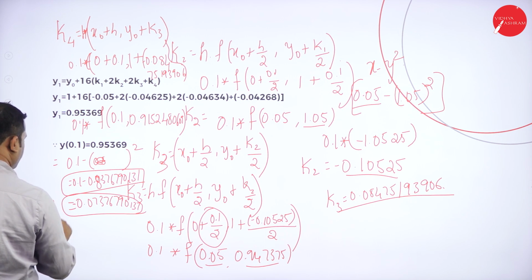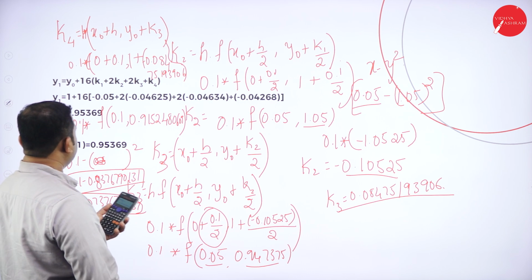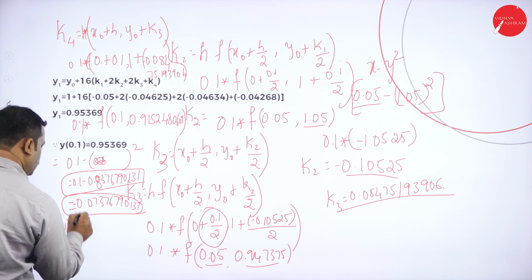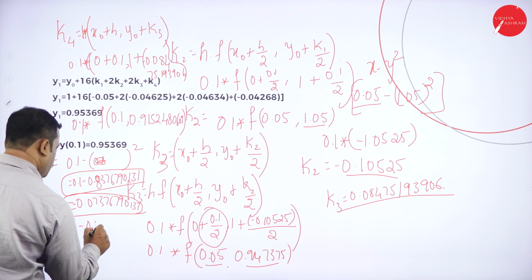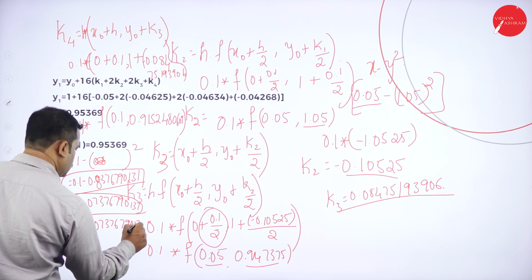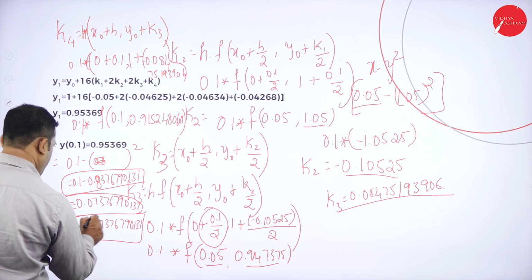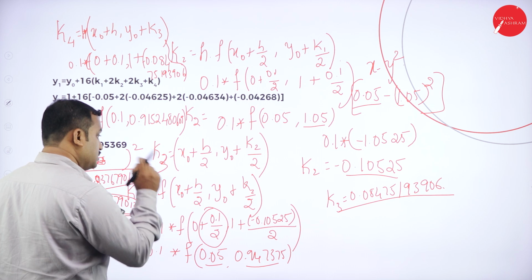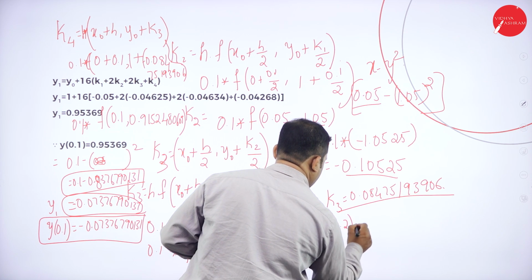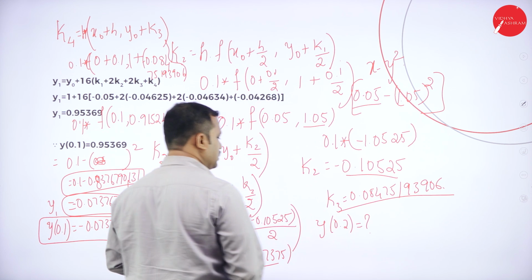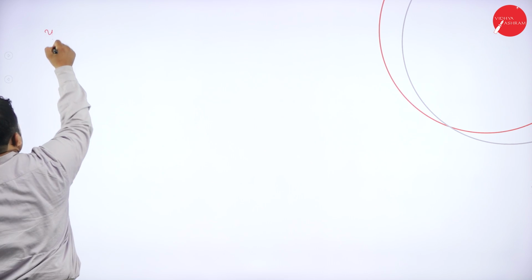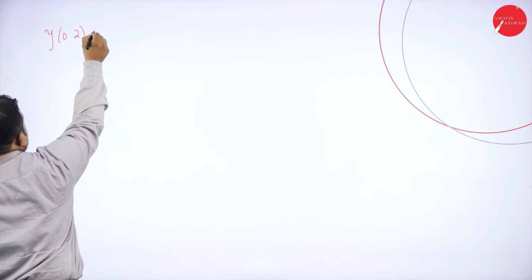That is the value of y1. When the value of y of 0.1 is equal to this term, that is minus 0.07376790131. That is this term. Then what is the value of y of 0.2? Y of 0.2 is equal to what? If that is the case, let me consider the value of y2 now.